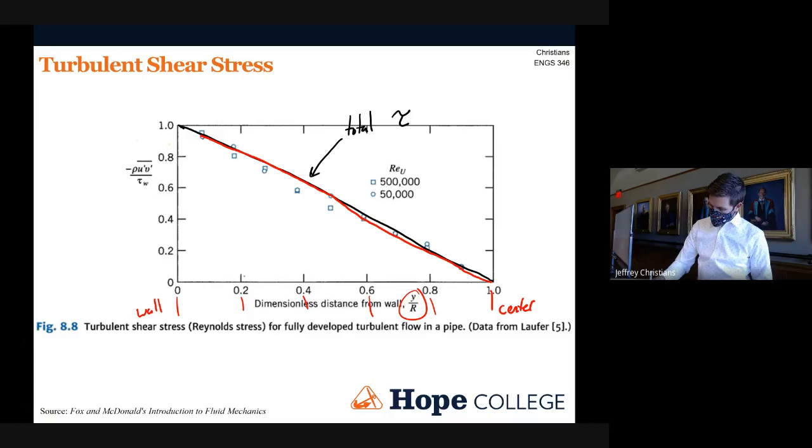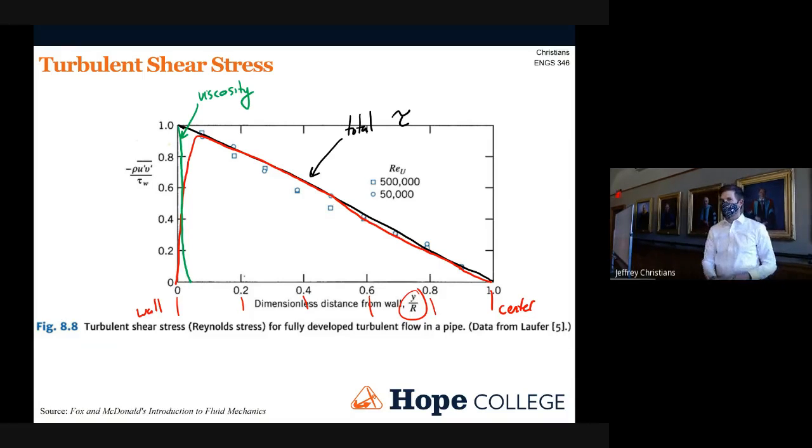This would then drop off so that the turbulent part is 0 actually at the wall. And then there would be a second component that's from viscosity that kind of looks like that. So viscosity only matters in that little teeny tiny region right at the surface. And everywhere else, it's the mixing and swirling. That's the important part.